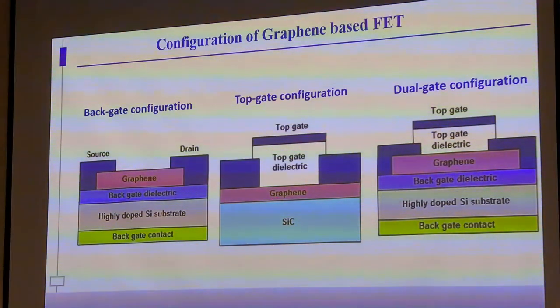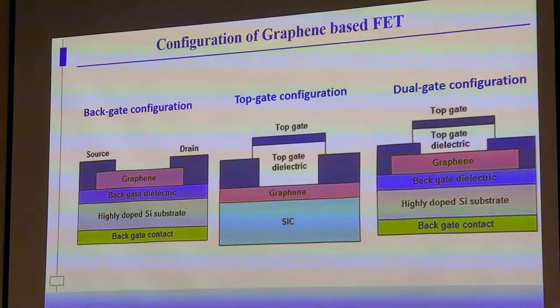When we are talking about the top gate configuration, that's relatively more interesting compared to the others. The reason is that rather than just putting a gate, you can put any liquid and it can work as a liquid gate device. So the second one is mostly or widely used for biological sensing applications.